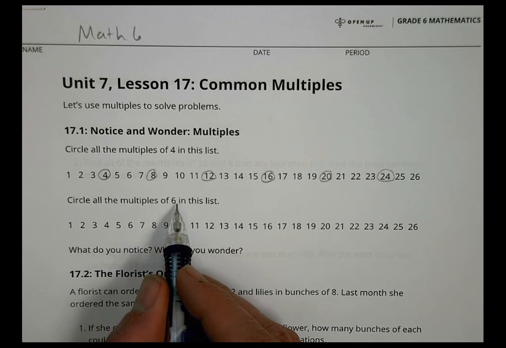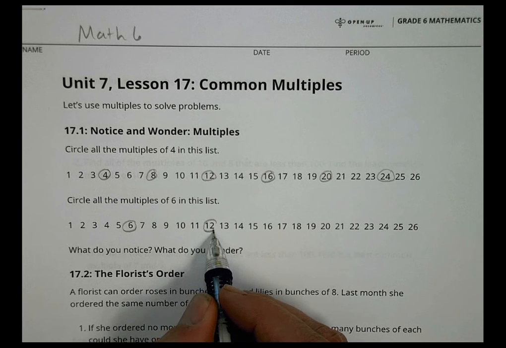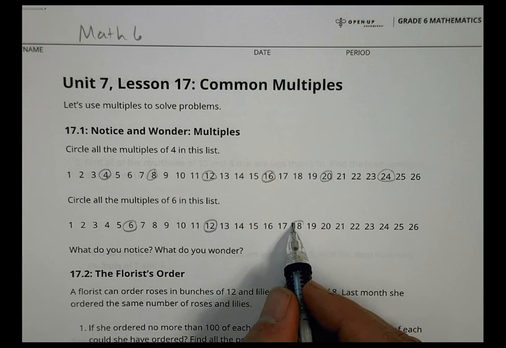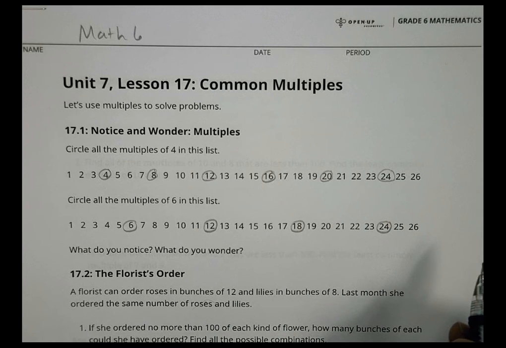Then we want to circle all the multiples of 6. 6 times 1 is 6. 6 times 2 is 12. 6 times 3 is 18. And 6 times 4 is 24. So what do you notice and what do you wonder?